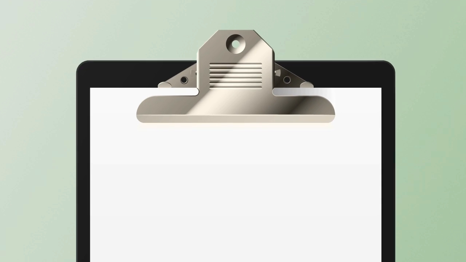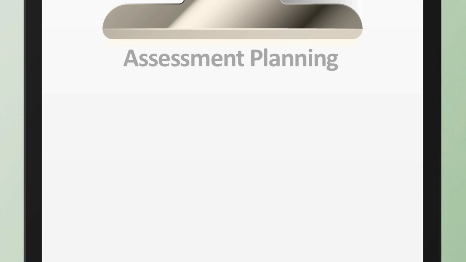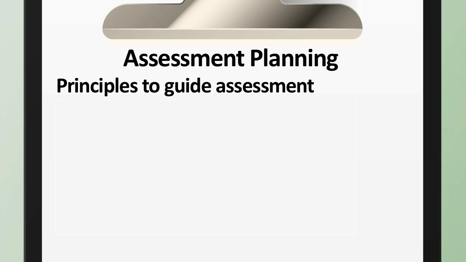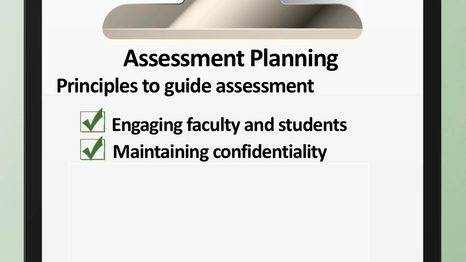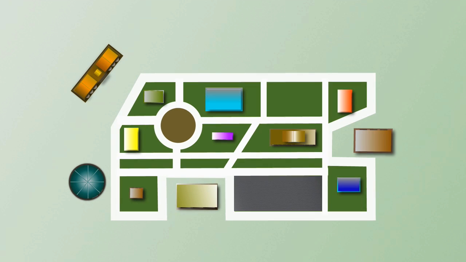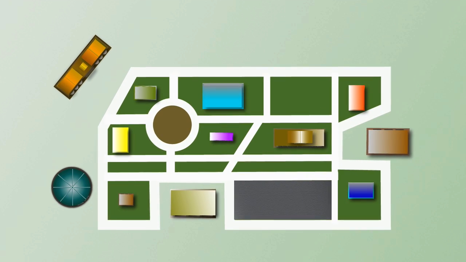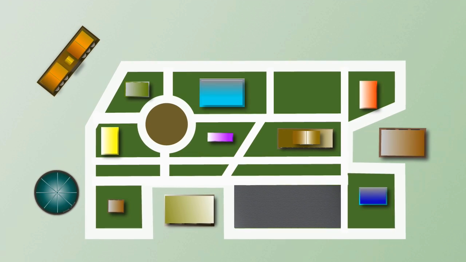Like any other type of institutional research activity, planning for assessment brings all the pieces together. It's important to identify the principles to guide the assessment, like engaging faculty and students, maintaining participants' confidentiality. We'll cover some basic terms and variable names that you are likely to encounter in a typical longitudinal study.